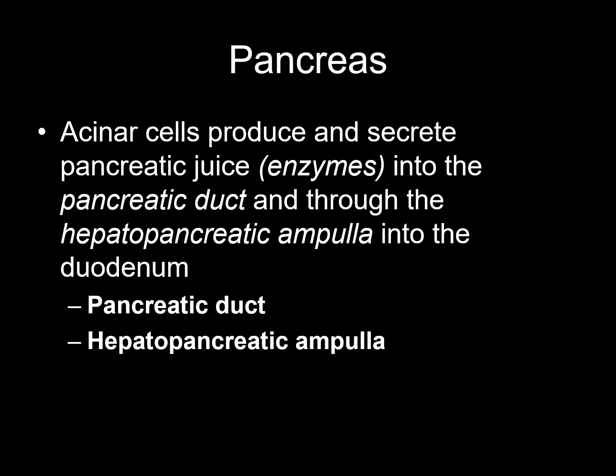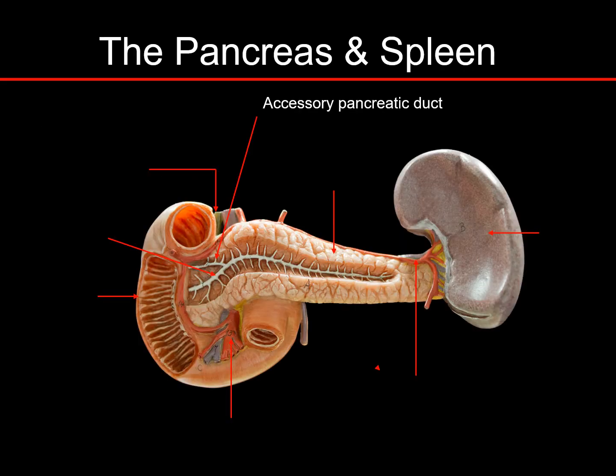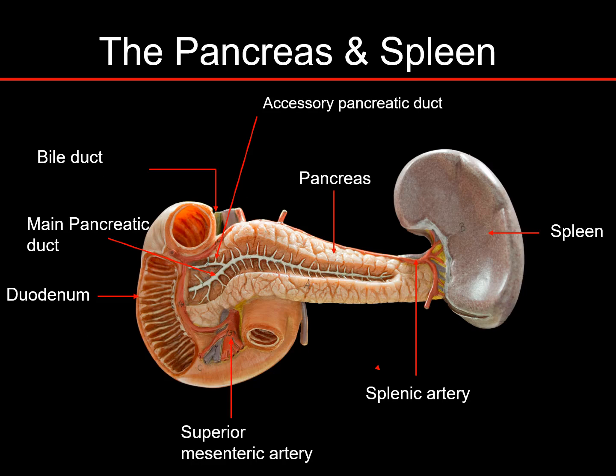And then it's going to join in with the bile duct from the gallbladder and the liver, and it's going to dump into the duodenum via the pancreatic ampulla. So hepato for liver, and then pancreatic, and then ampulla is just like a little opening. Okay, so that's how we get all these digestive enzymes into the duodenum.